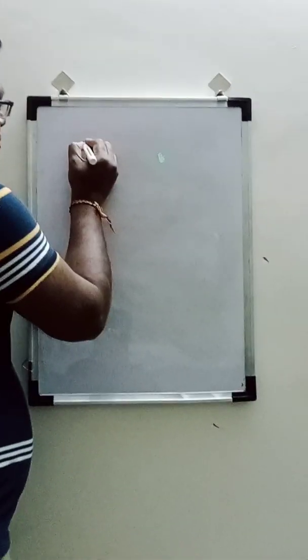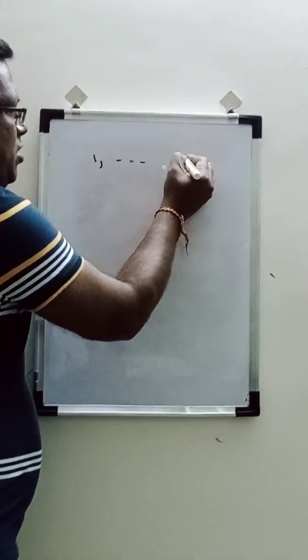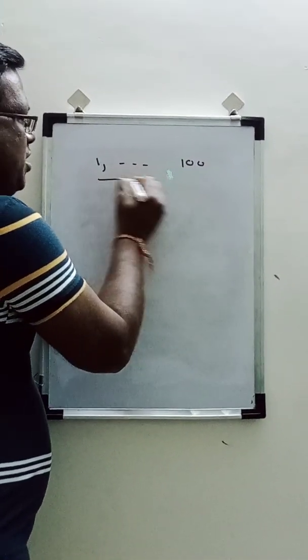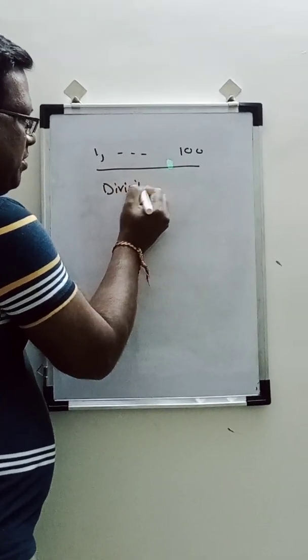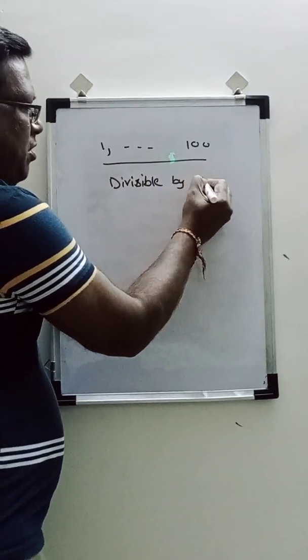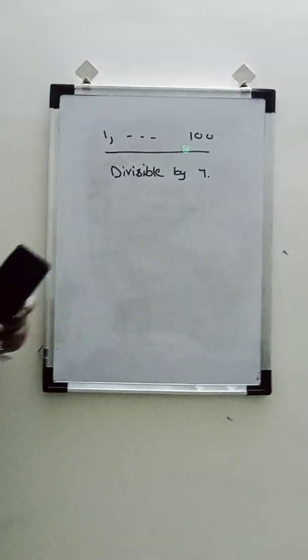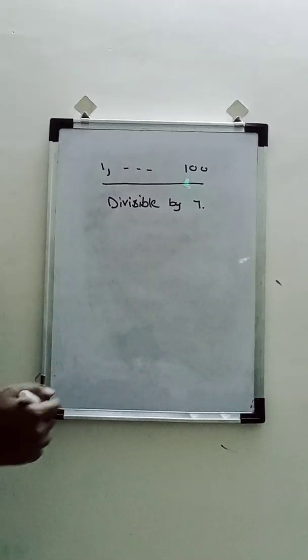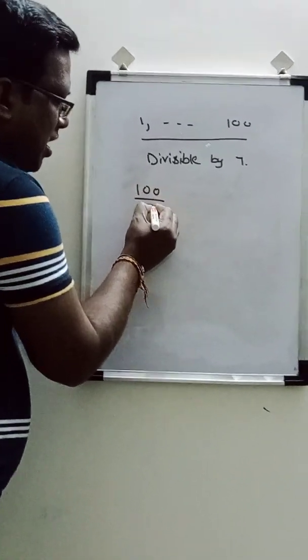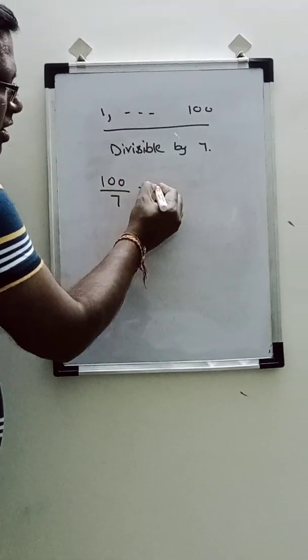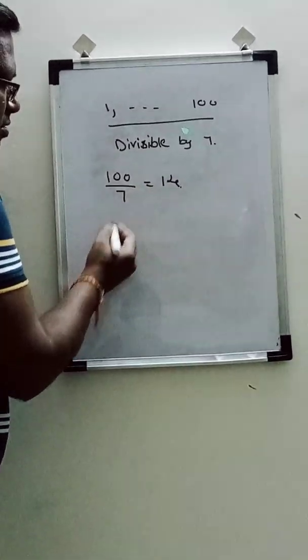Now we will discuss one more problem with respect to the divisibility part. We need to find the numbers from 1 to 100 which are divisible by 7. There are many methods to solve this problem. What is the highest number? The highest number is 100. When we divide 100 by 7, the quotient we get is 14.